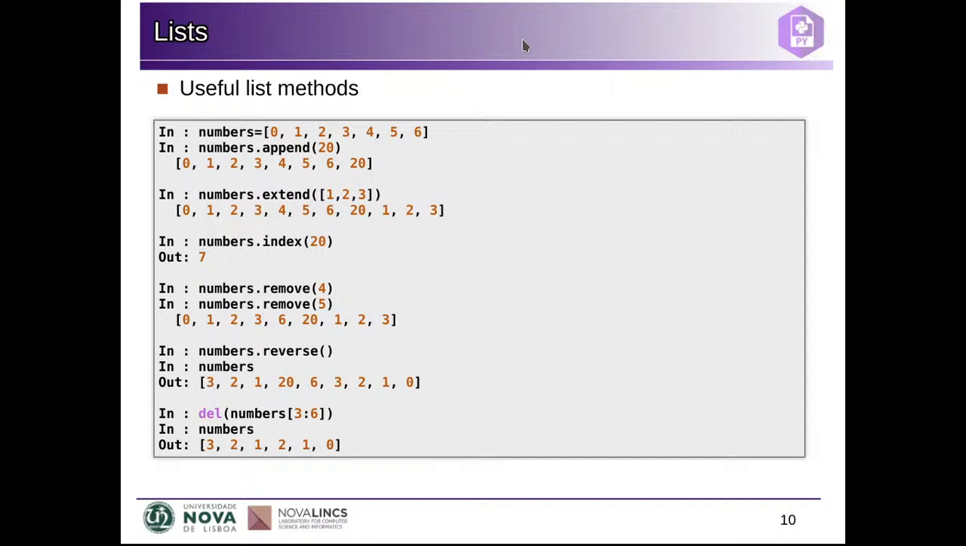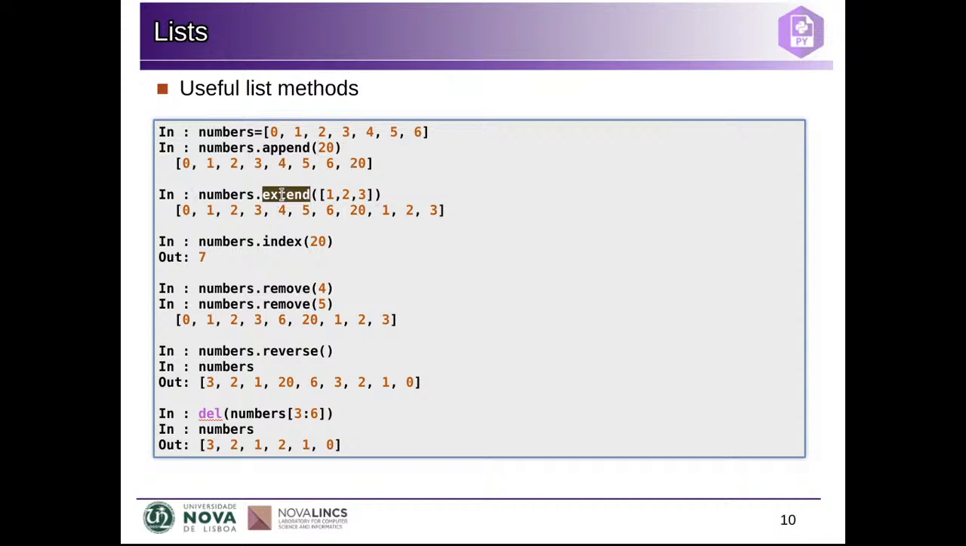Okay, so lists have lots of useful methods because they allow us to do things with the arrays we have there. So we can start with a list. We can add elements at the end of the list using append. So whatever we put here will be added to the end of the list.